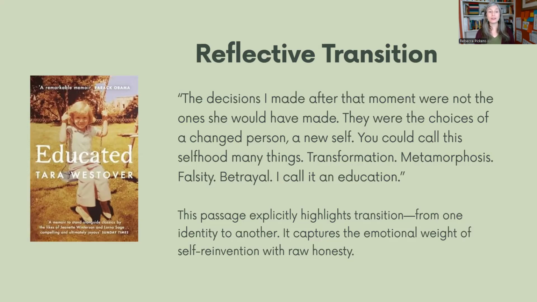So in this next example, we're going to look at a passage from Educated by Tara Westover. And this passage is just a perfect example of a reflective transition. The decisions I made after that moment were not the ones she would have made. They were the choices of a changed person, a new self. You could call this selfhood many things: transformation, metamorphosis, falsity, betrayal. I call it an education. Wow. So this passage explicitly highlights transition. We see exactly where that author was and where she winds up because of the events she has just described.